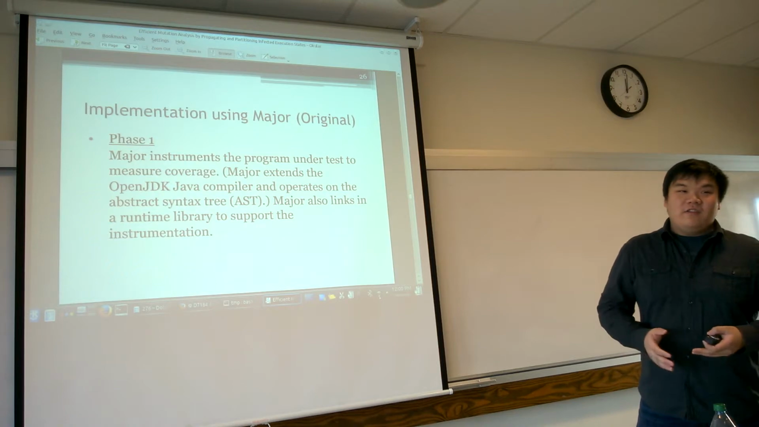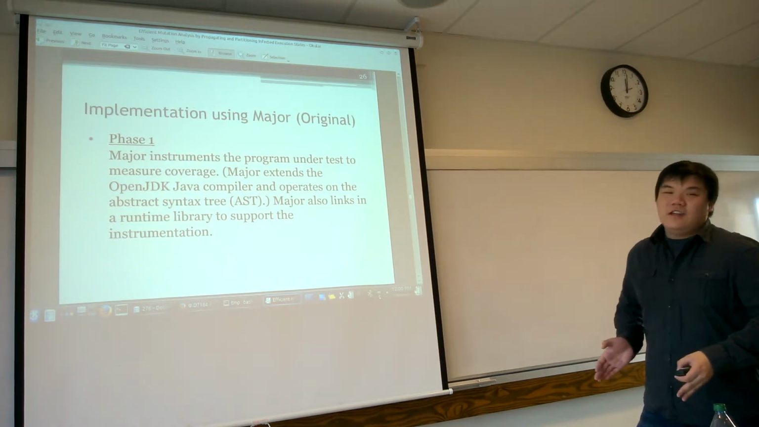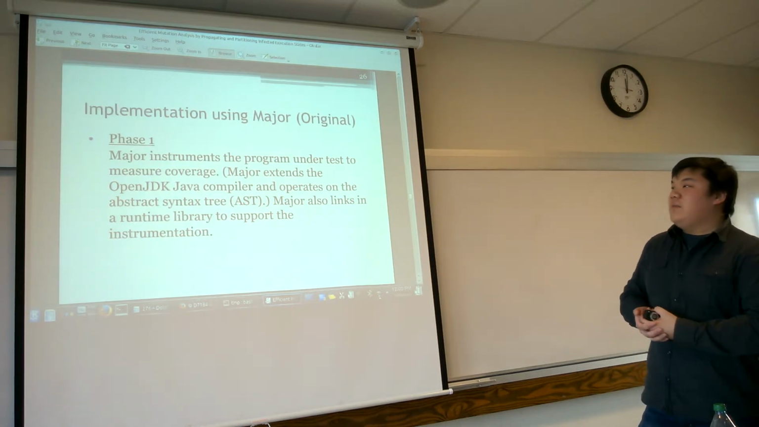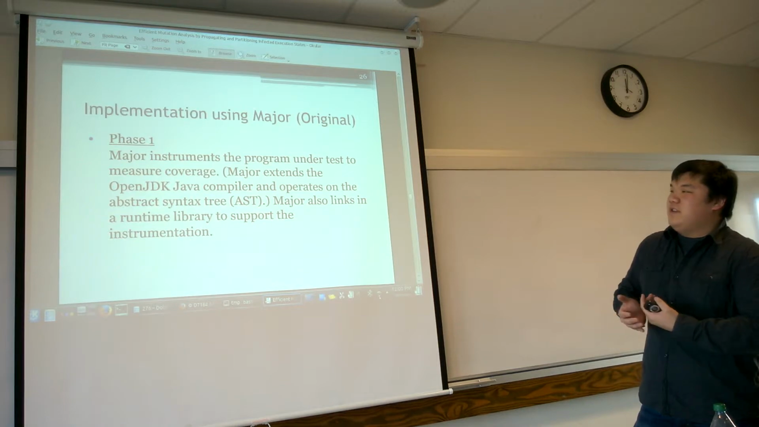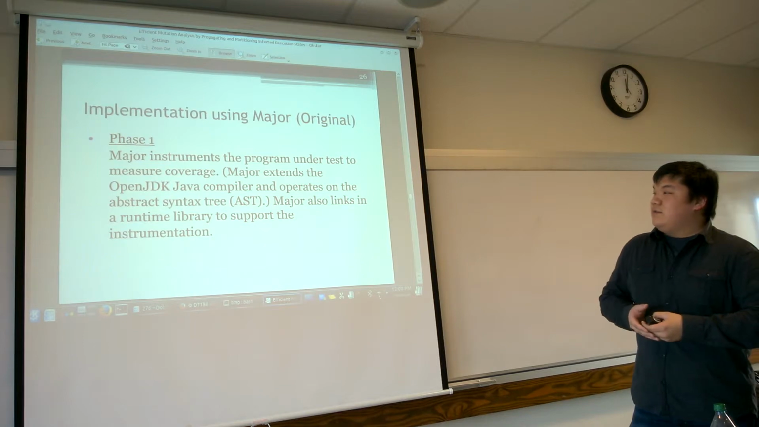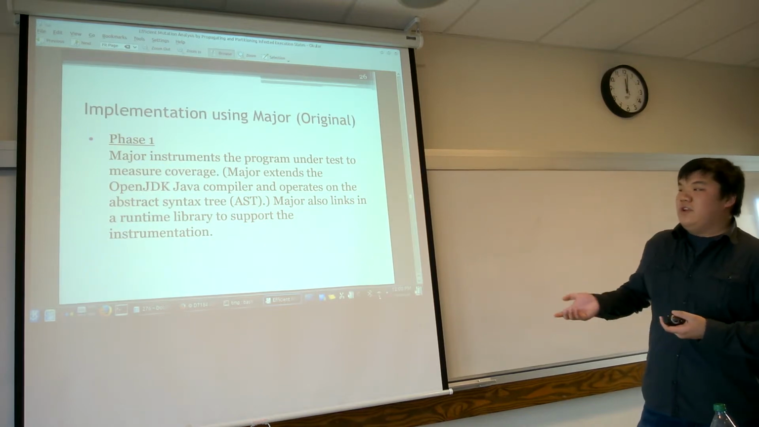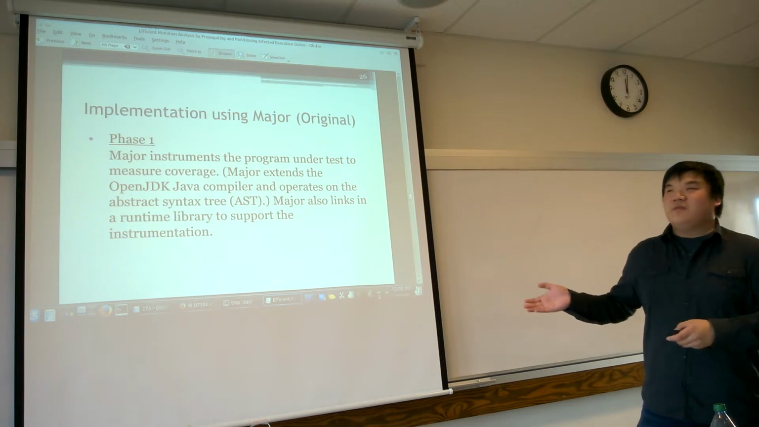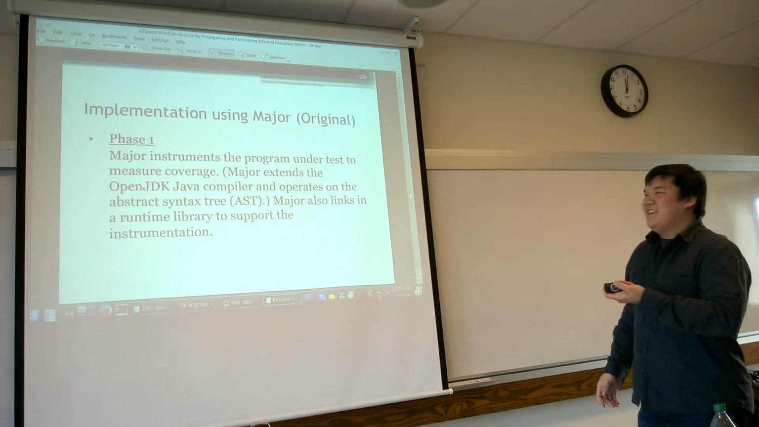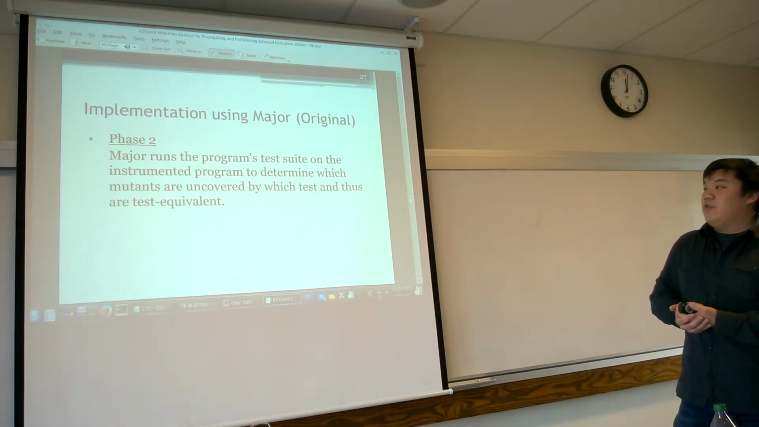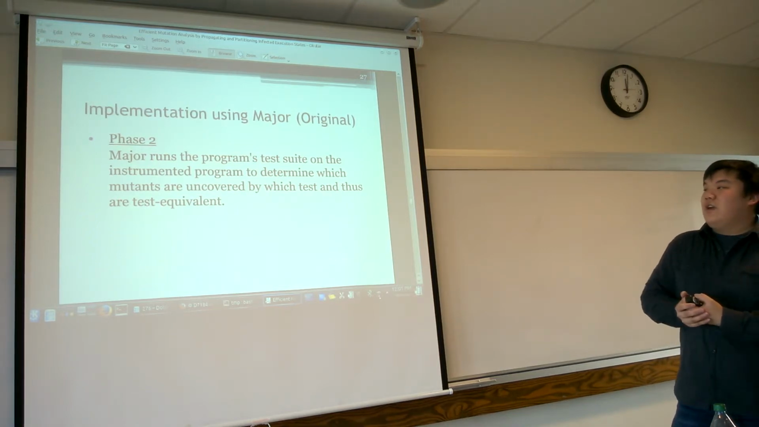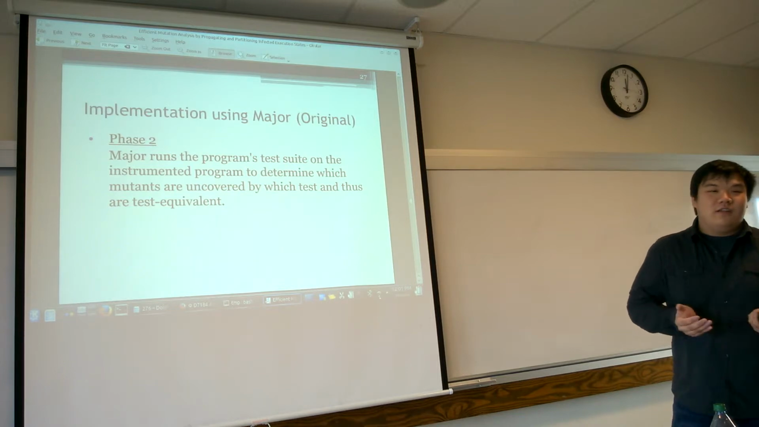So implementation using Major, this is just the four phases that they talk about. First off, in the first phase, Major instruments the program under test to measure coverage. So it just checks how much of the code is actually covered. Major also links in a runtime library to support instrumentation. Basically exactly what it says in the paper. In phase 2, Major then runs the program's test suite on the instrumented program to determine which of the mutants are uncovered by which tests and are test equivalent.